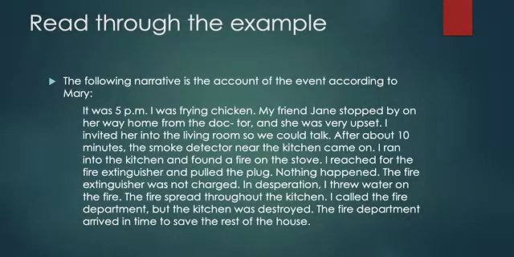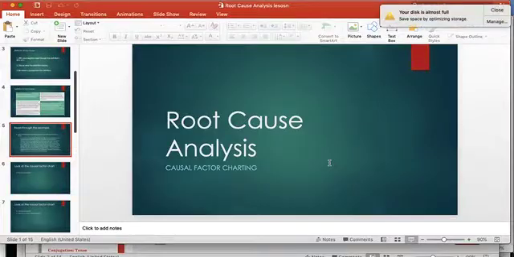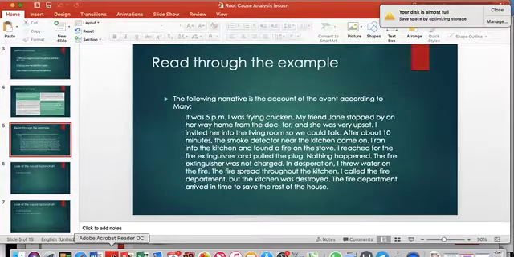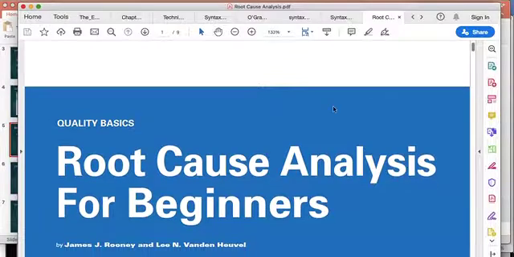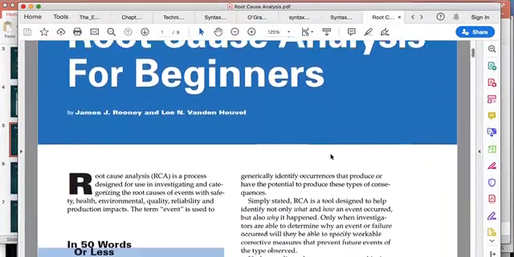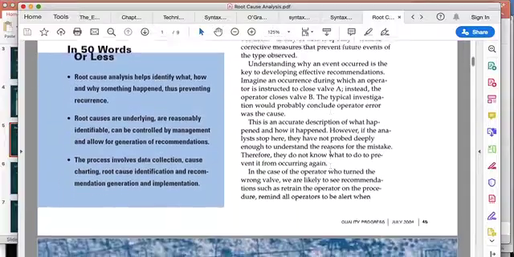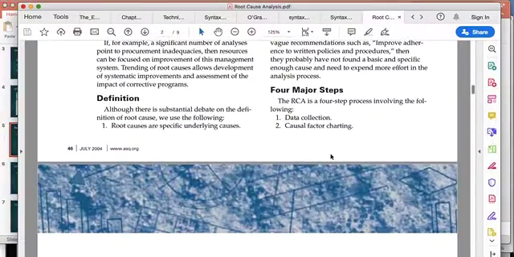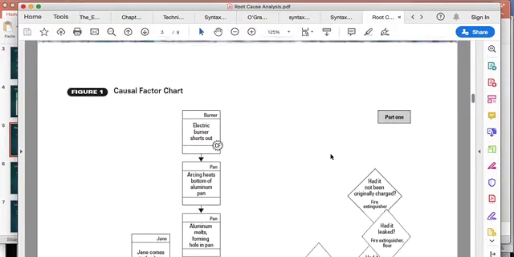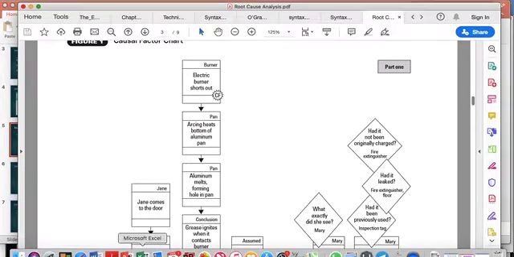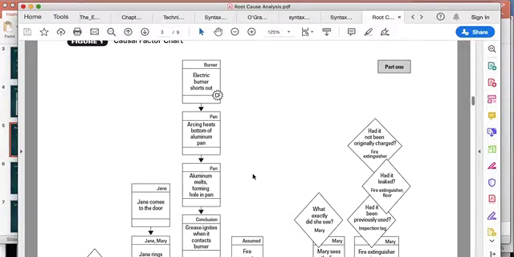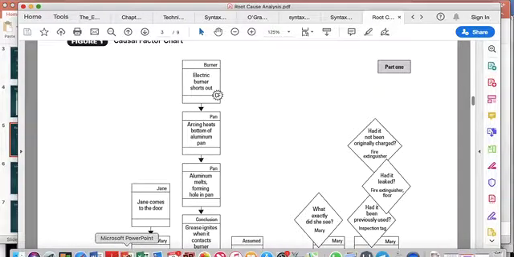So this is referring to the handout that's on Moodle. Let's just take a look at that handout real quick. It's in PDF form. This is what it looks like. It defines root causes here, and then it goes through an example. Okay, so this is charting. It's a causal factor chart for a particular incident that happened. Let's just go over the scenario together.